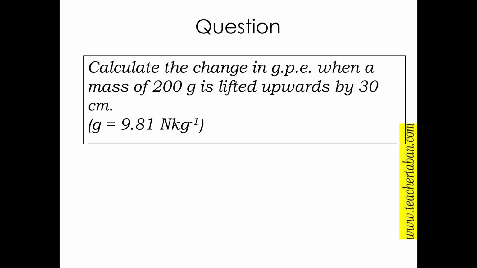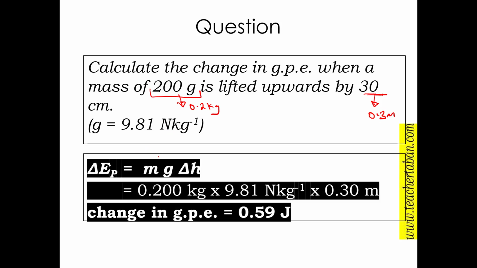An example is: calculate the change in potential energy when a mass of 200 grams is lifted upwards by 30 centimeters. So look at this. This is grams, so we're going to change this one to kilograms, and that is 0.2 kilograms. And then 30 centimeters, changing it to meters will give us 0.3 meters. So from the equation of potential energy, mgh, the mass is 0.2, the acceleration due to gravity is 9.81, and then the change in the height is 0.3, and the answer is 0.57 joules.